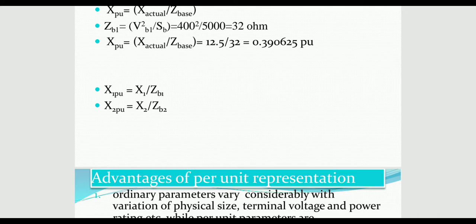As the transformer consists of two windings, primary and secondary, I am going to calculate the value of X1 per unit reactance and X2 per unit reactance by using these formulas: X1 by ZB1, X2 by ZB2.